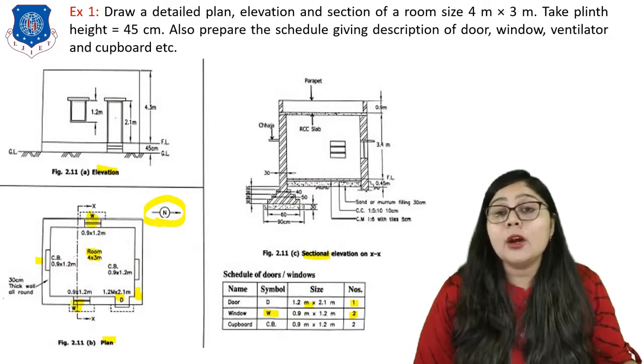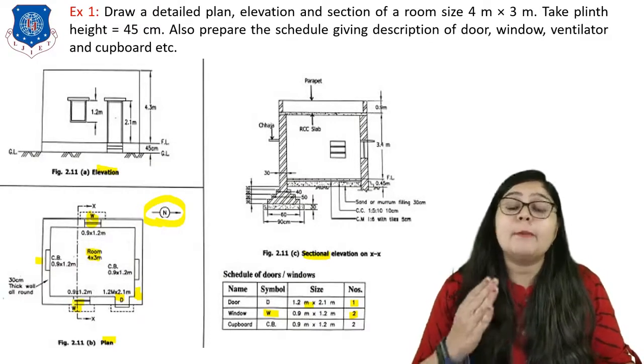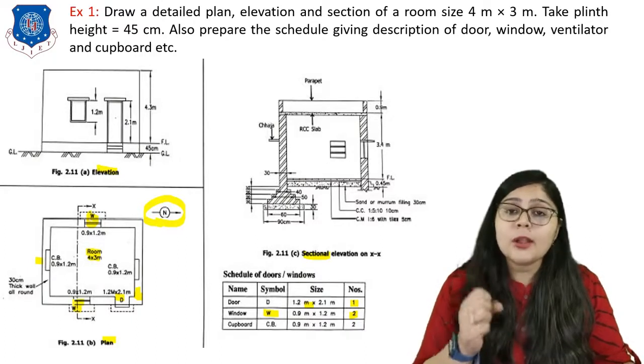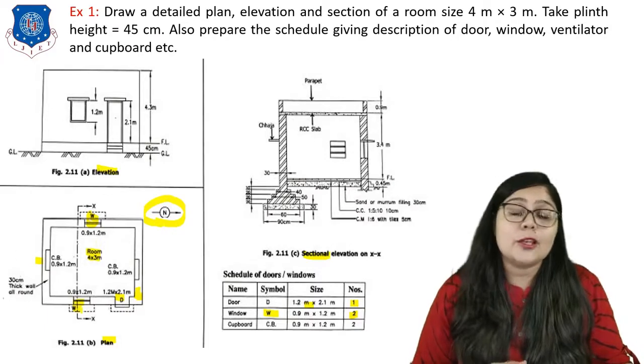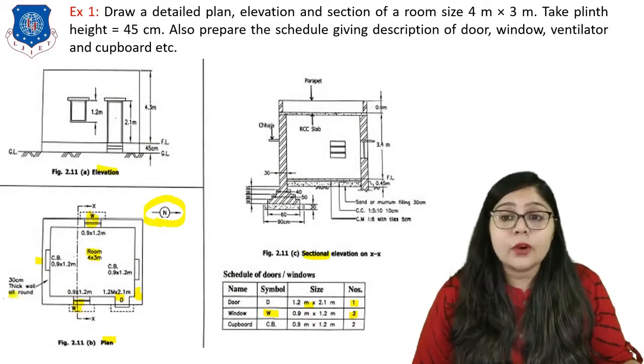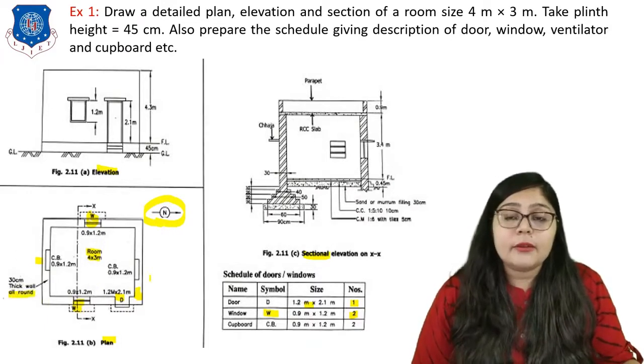Now you have to apply all the principles of planning for aspect, prospect, roominess, grouping. All this comes into the picture while you are putting all these windows, doors and the sizes of rooms, right? Here the thickness of the wall is around 30 centimeters, right?